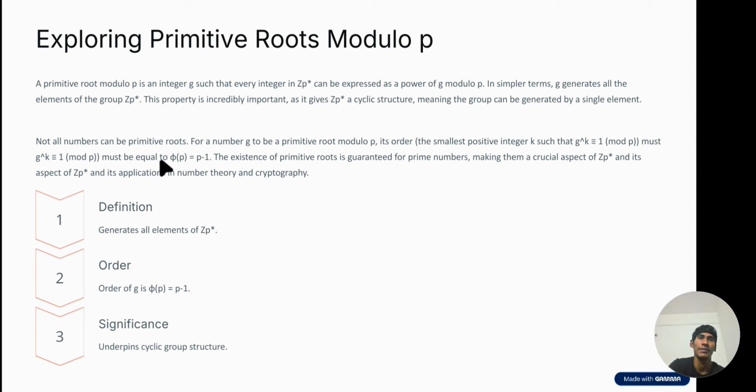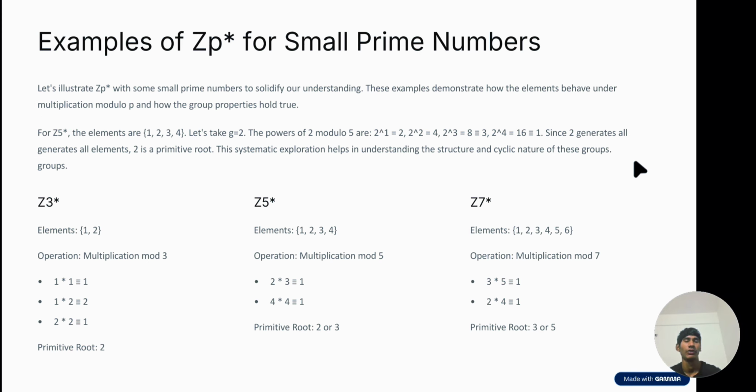Not all numbers can be primitive roots. For a number g to be a primitive root modulo p, its order, the smallest k such that g to the power k is equal to 1 mod p, must be equal to phi of p, which is equal to p minus 1. The existence of primitive roots is guaranteed for prime numbers, making them a crucial aspect of Zp and its applications in number theory and cryptography.